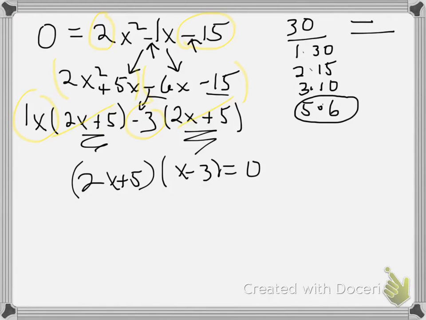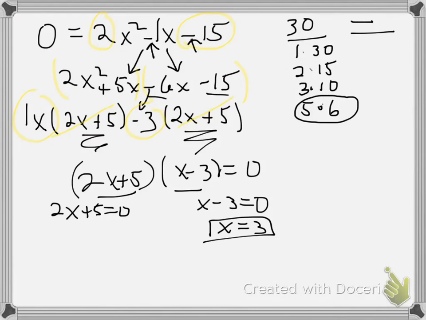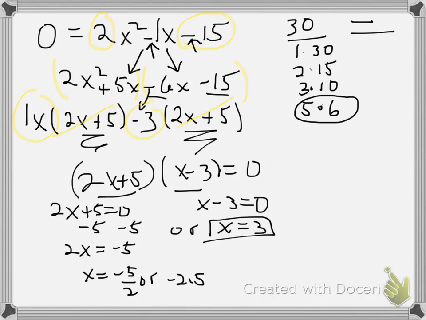And so I know this or this has to equal 0. And this one is easy, x equals 3. But x could be something else, so I'm going to subtract 5. I get 2x equals negative 5, so x equals negative 5 over 2, or negative 2.5. So I'm going to write those on the front page now.